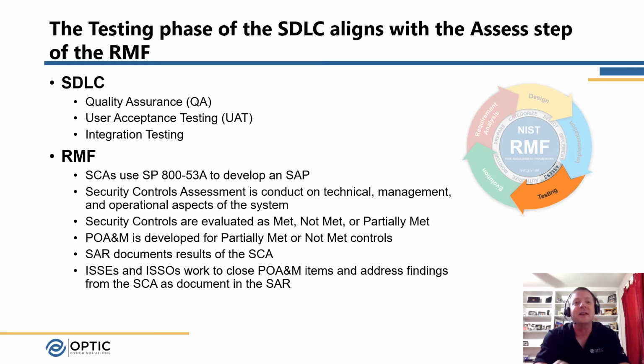In the assess step, in addition to the quality assurance and user acceptance testing, we want to make sure that we do a security control assessment of the security controls on the system. So to do that, the security control assessors will use 853A to identify the approach to take to ensure that each of the controls from 853 are properly implemented. So the security control assessors will develop a security assessment plan describing how they're going to evaluate each of the applicable controls for the system.